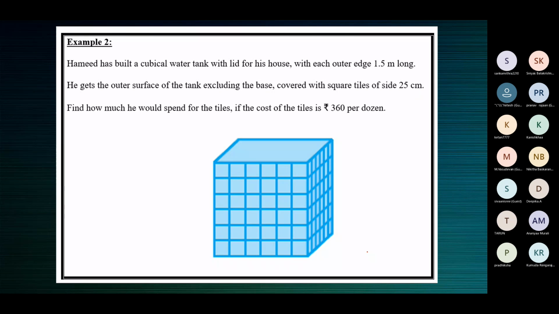30. Yes, 360 by 12. 360 rupees per dozen, so for 12 tiles, 360 rupees. For one tile, 360 by 12, into the number of tiles Hamid has to buy.